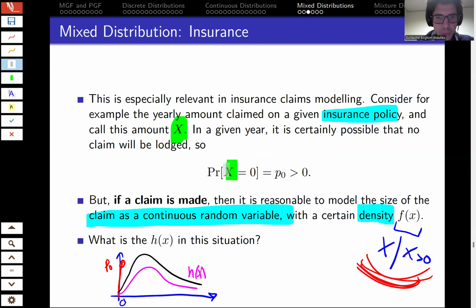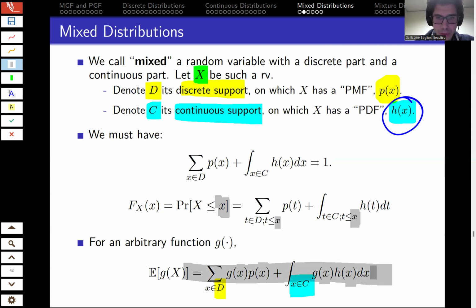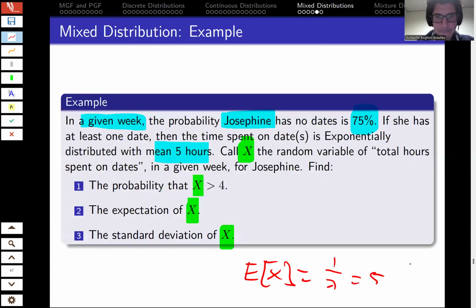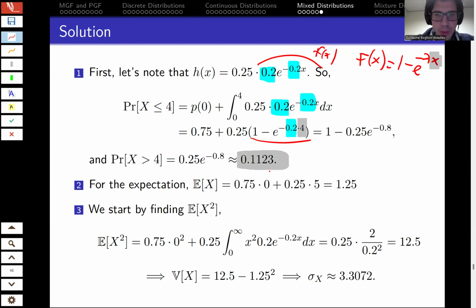Now, you can apply your formula over there. Here it's just the expected value, right? So there's no g here. So you just take the good old expectation. You sum all the values times the probability, then the integral of the values times the pseudo density. So you have the value 0, which has probability 0.5, and then 0.25. Now you integrate what? Well, you integrate the density of an exponential with mean 5. This is why you have a 5 here.